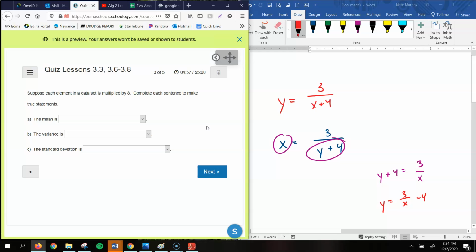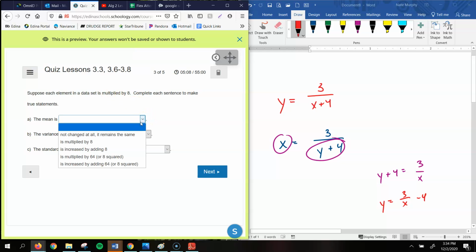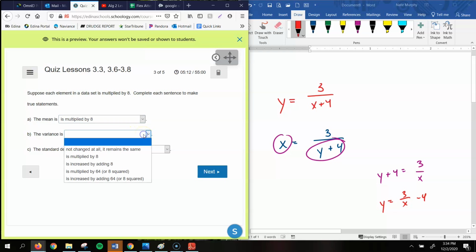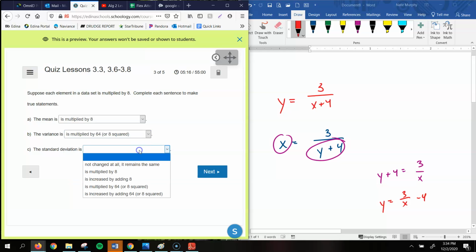All right, so let's look at this one. It says, suppose each element in the data set is multiplied by 8. We want to complete each sentence to make true statements. If we multiply everything by 8, that means the mean is also going to be multiplied by 8. The variance is multiplied by 8 squared, which would be 64. And the standard deviation is multiplied by 8.